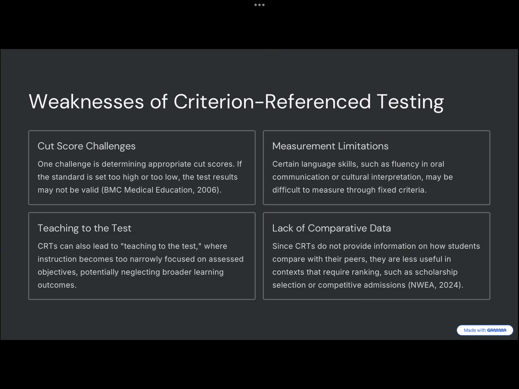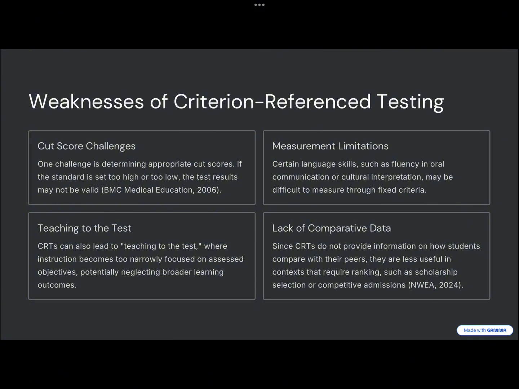So certain language or performance-based abilities such as oral fluency, creativity, or cultural understanding are hard to assess using fixed criteria. These complex skills often require human judgment and cannot be fully captured by multiple choice or standardized formats. As a result, CRTs may fail to measure important aspects of learning that go beyond factual knowledge. To address this, teachers may need to combine CRTs with performance tasks, rubrics, or portfolio assessment to get a more complete view of students' ability.